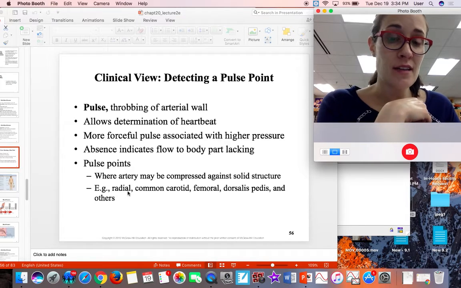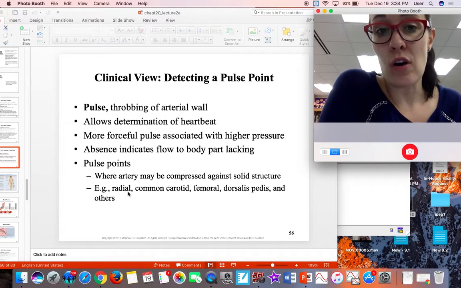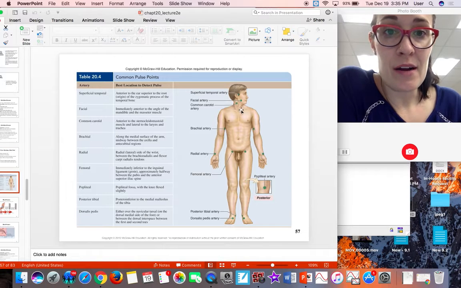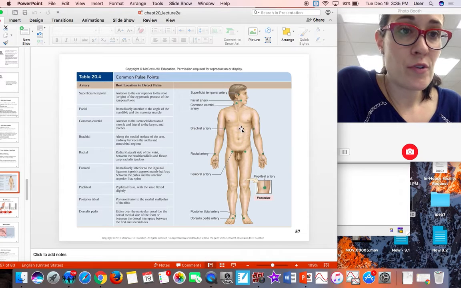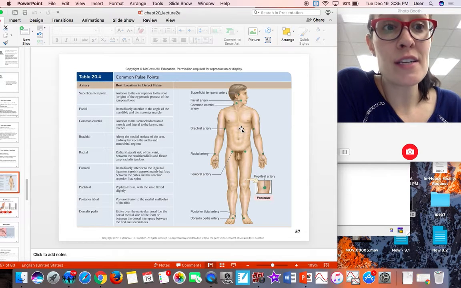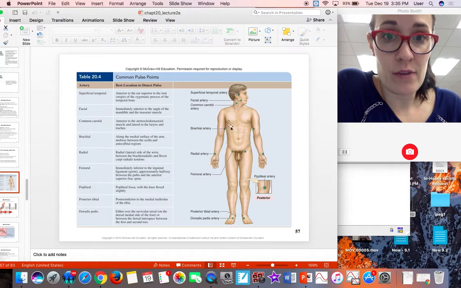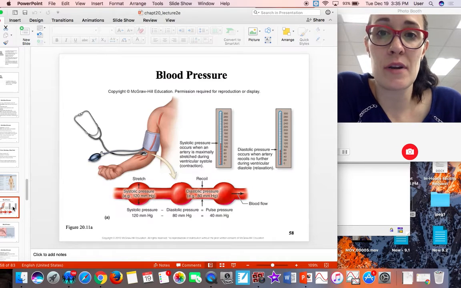The common pulse points, like I said, are the radial and the common carotid, also the femoral artery, and there are others. This is a figure that represents common pulse points. If you're trying to determine if somebody's alive or to estimate how fast their heart is beating, you could take their pulse. The radial and the carotid are the typical ones, but there are other pulse points you can get on somebody.